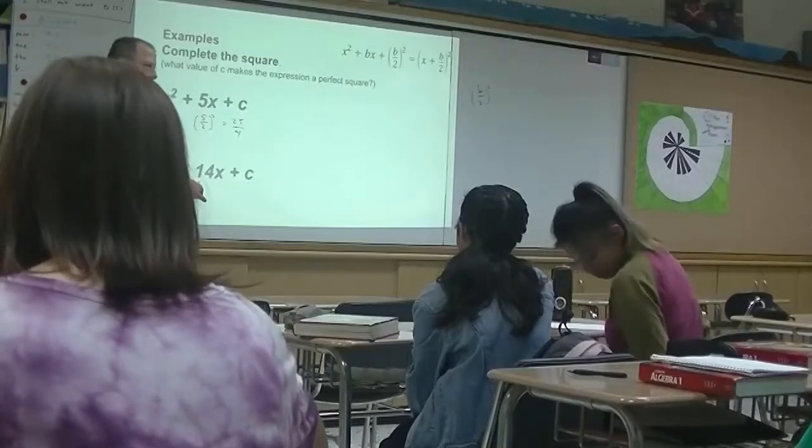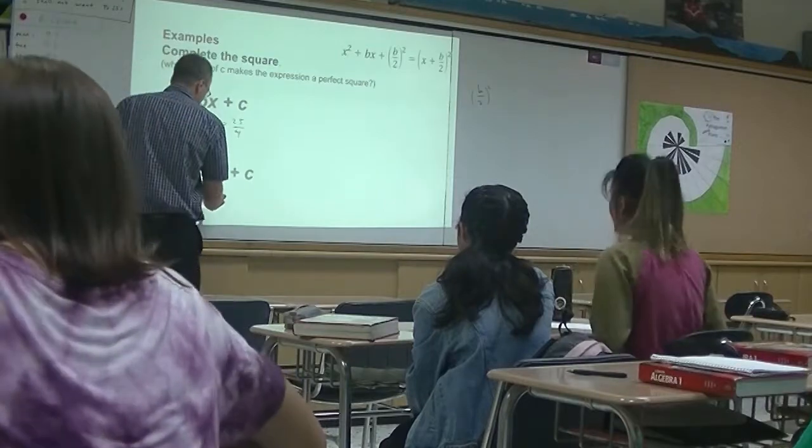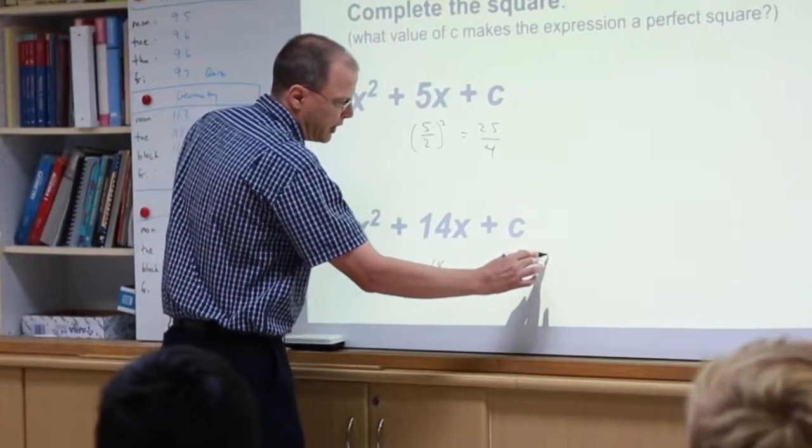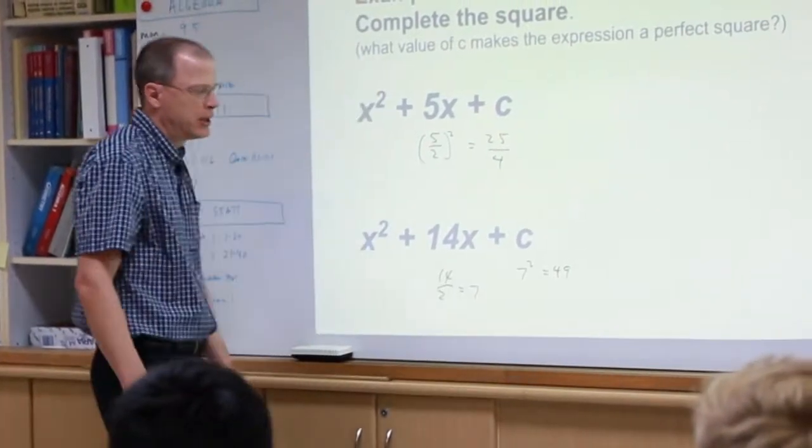How about for this one? 14, going with 2. 14 divided by 2 is 7. 7 squared is 49, 7 times 7 is 49. So 49 is c.